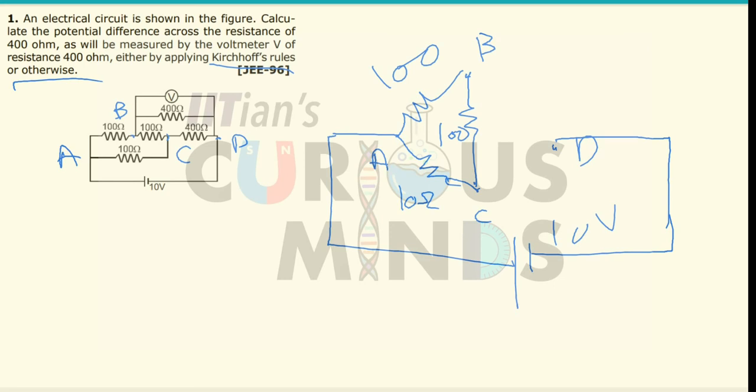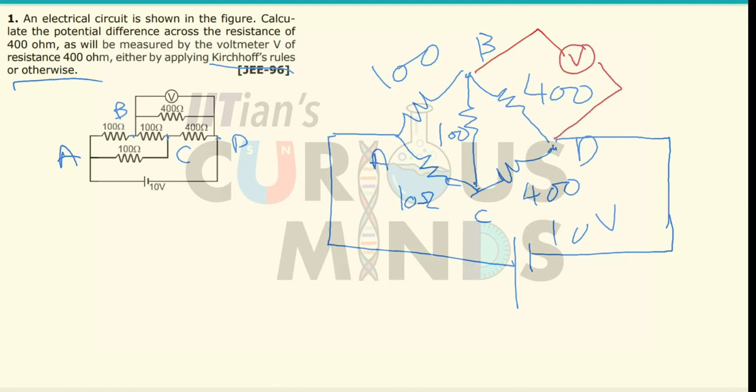Between B and D there is a 400 ohm resistor, and between C and D there is another 400 ohm resistor. The voltmeter is applied across B and D, so the voltage is basically applied across this part. We have to find out the voltage at this point.